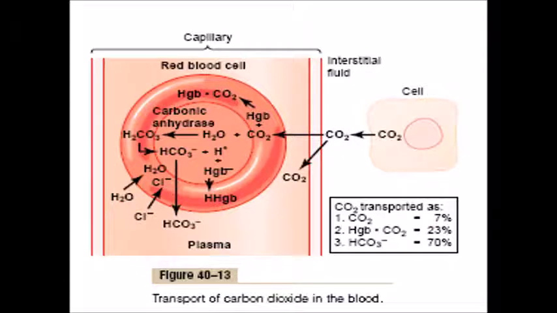Now the H plus ion which was formed due to dissociation of carbonic acid will combine with hemoglobin. So this diagram is showing transport of carbon dioxide as a bicarbonate ion in the plasma, as carbamino compounds like hemoglobin as well as plasma proteins, and in dissolved form in the plasma. Remember the contribution. In the dissolved form it is 7%, in the carbamino compounds it is 23%, and in the form of bicarbonate maximum 70%.